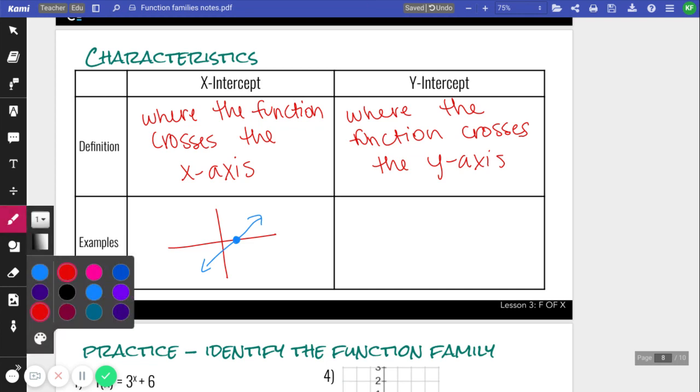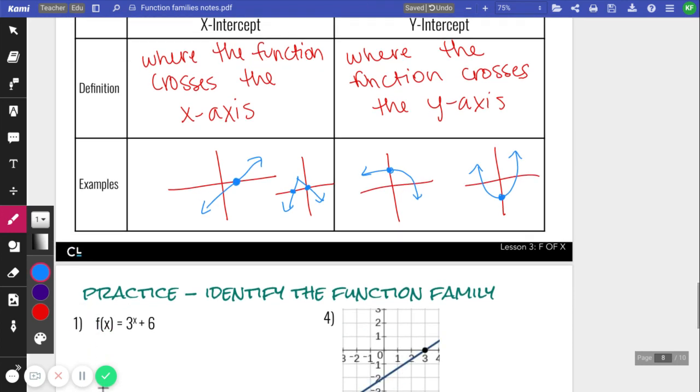If my function was an absolute value function, I would have two x-intercepts. For a y-intercept, if I had, let's see, an exponential function maybe, I would just have one y-intercept there at that point. And for a quadratic function, I still only have one y-intercept. So there's a couple examples of each of those.